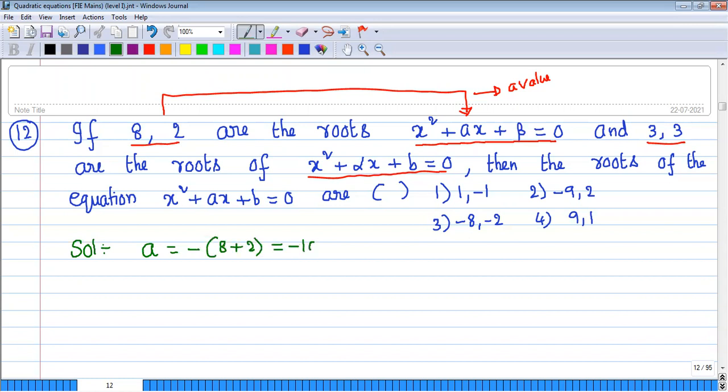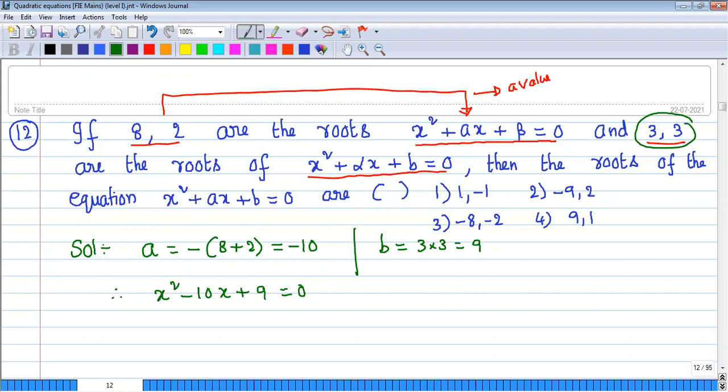Obviously minus 10. Here b is the product of the roots of the second equation, that is 3 into 3, 9. Now this equation becomes x square minus 10x plus 9 equals 0. You can check the options. The sum of the roots must be 10, the product must be 9.